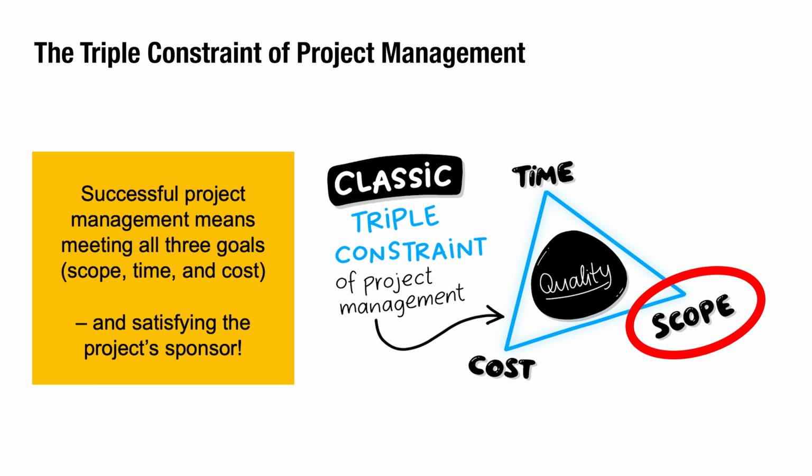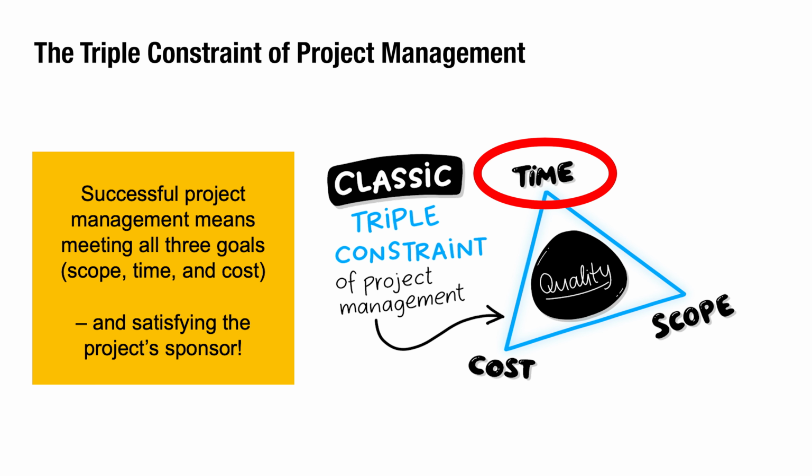What needs to be done? This is the what of your project. It is about defining the project's goals and deliverables. The second knowledge area is time. How long will it take? This is the when of your project. It is about setting deadlines and creating a realistic schedule.